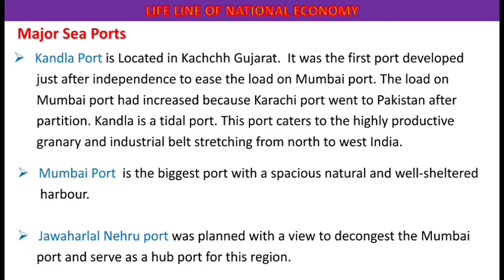Mumbai port. Mumbai port is the biggest port with a spacious natural and well-sheltered harbour, located in the western coast city of Mumbai. It is India's largest port by size and shipping traffic. The port is situated in a natural harbour with water reaching a depth of 10 to 12 meters, allowing easy passage for large cargo ships. Cargo means goods carried on ship, aircraft or large vehicle.